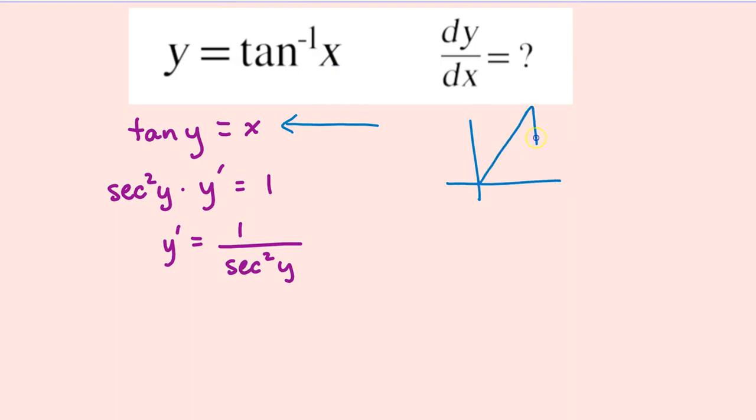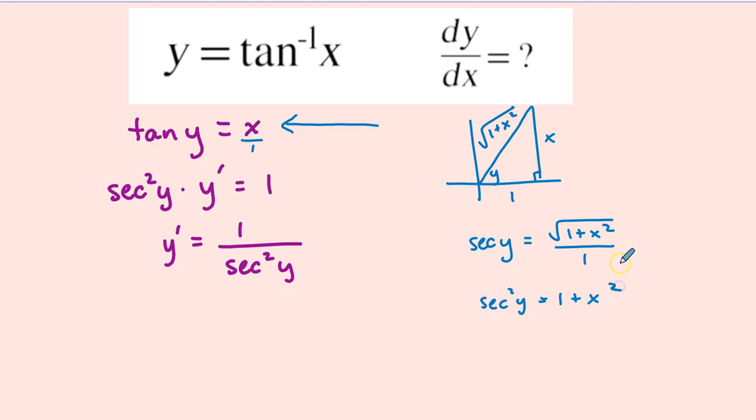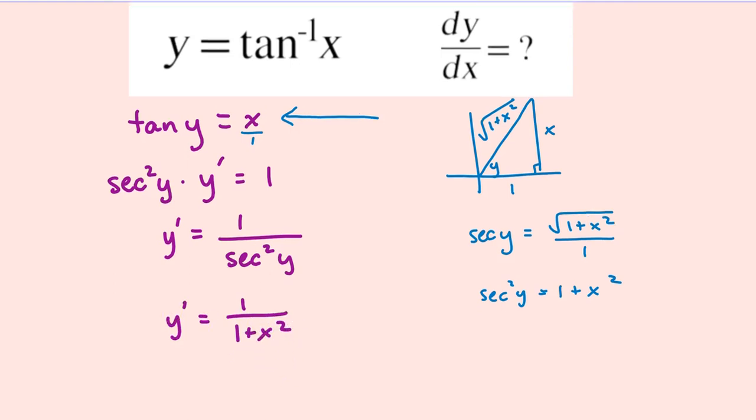So our substitution is going to come from that. The tangent of y is x, which could be thought of as x over 1. So here's angle y. Let's put x on the opposite, 1 on the adjacent. And then if you use the Pythagorean theorem, for the hypotenuse, you get the square root of 1 plus x squared. So once you have that, you can find the secant of y, which would be the hypotenuse over the adjacent, and then you can square it, and you just have 1 plus x squared. So that's going to go into our derivative. So y prime is 1 over 1 plus x squared, and you can write that as x squared plus 1 instead if you like that better.